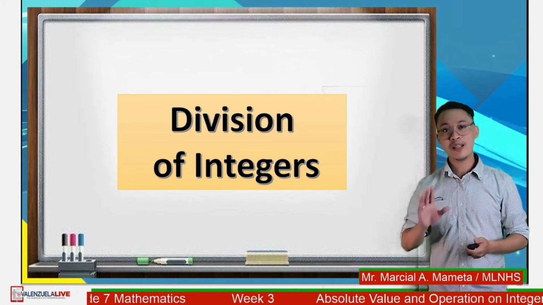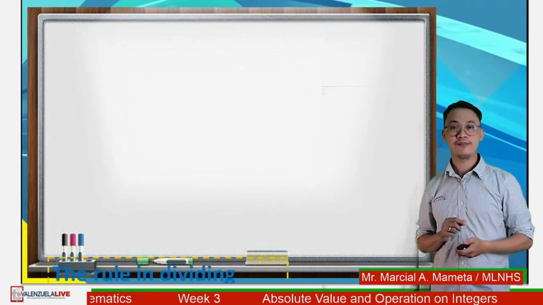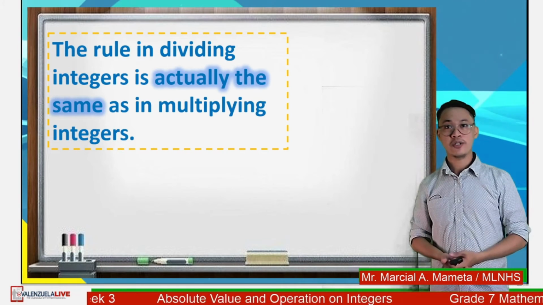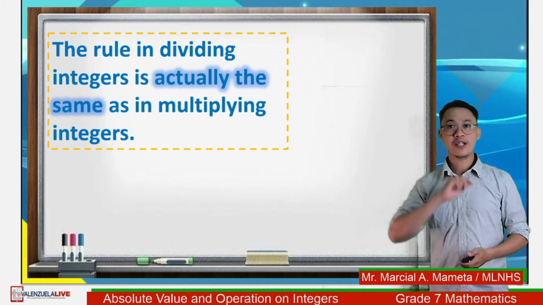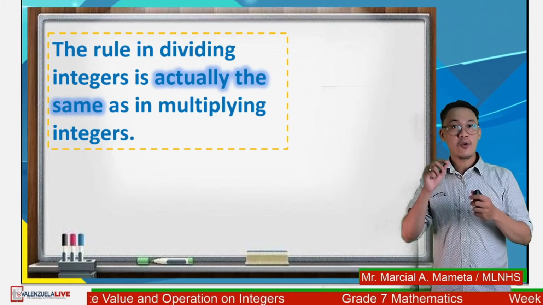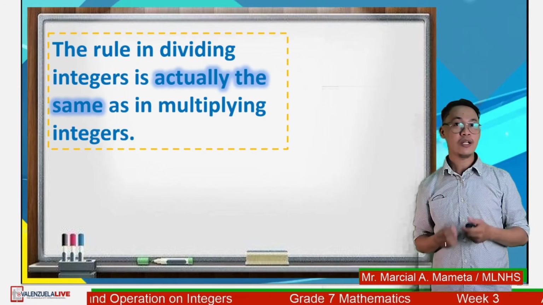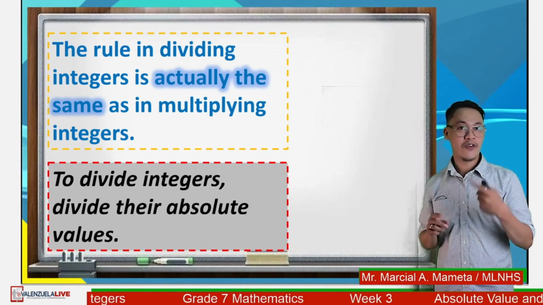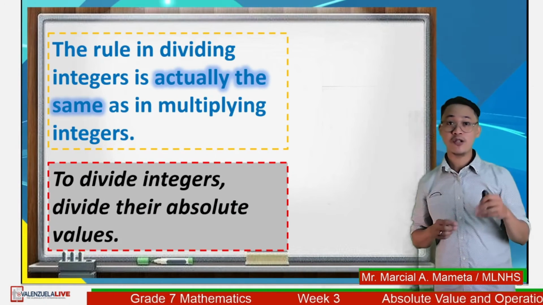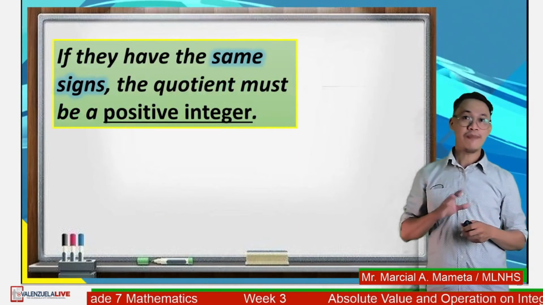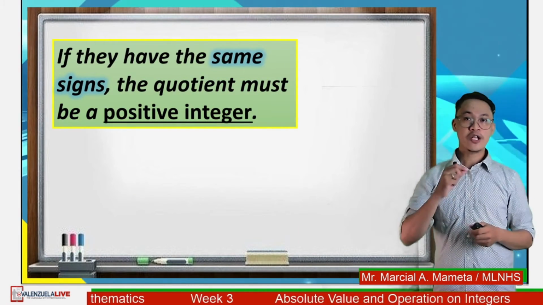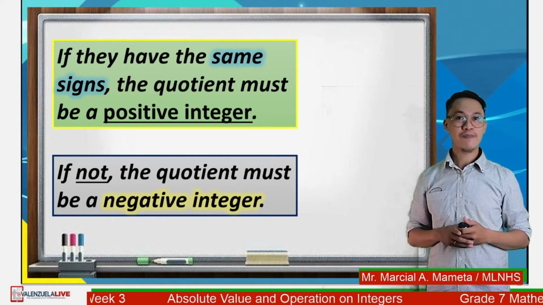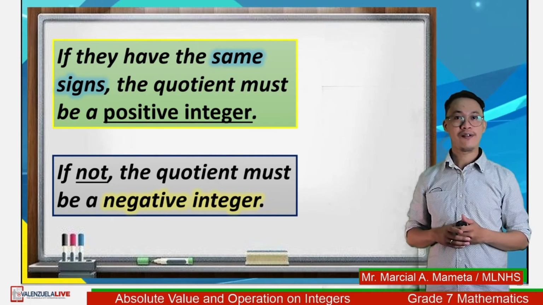Let's proceed to the division of integers. Here are the rules in division of integers. The rule in dividing integers is actually the same as multiplying integers. To divide integers, divide their absolute values first. If they have the same signs, the quotient must be positive. If not, the quotient must be a negative integer.